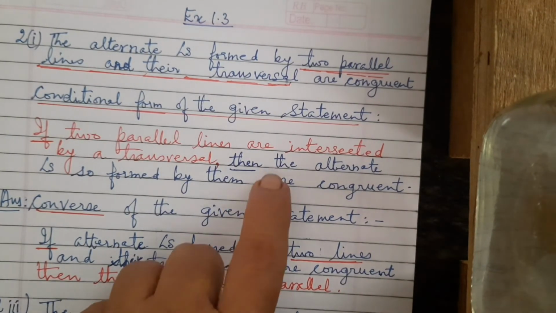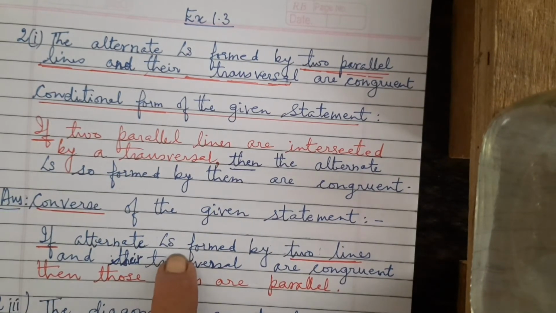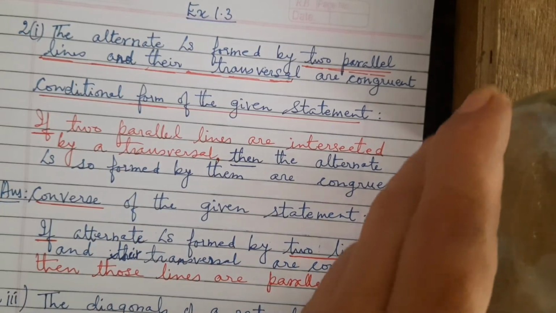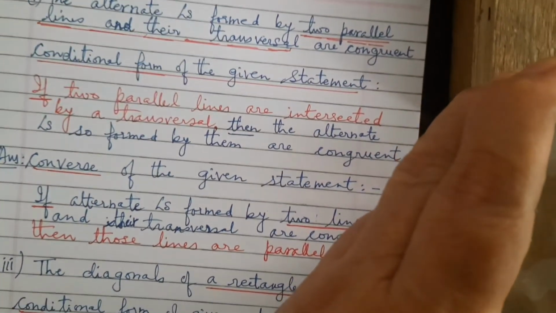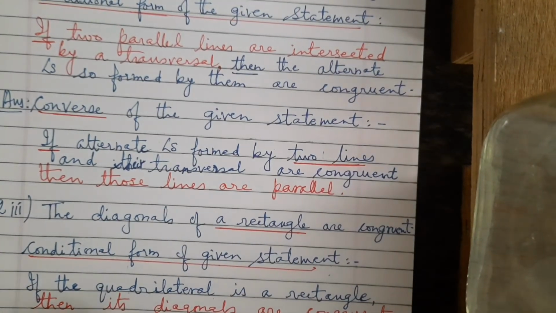You understand? This then part becomes the if part and the if part becomes the then part, and you get the converse. In the same way, see the third question of this second part.